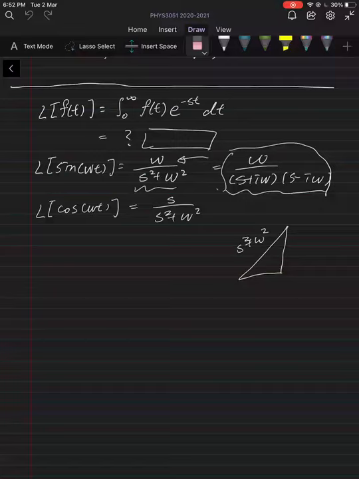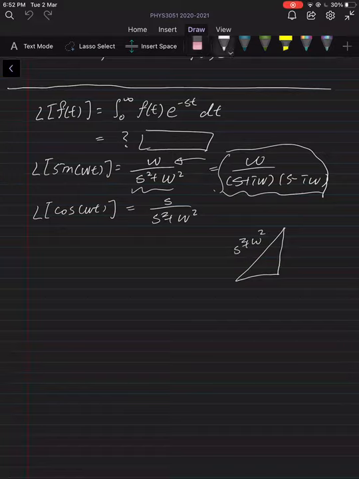Sine cosine of the whole triangle. Yeah, because the two sides of the 90-degree angle are s and omega, so the hypotenuse is s squared plus omega squared. You mean s and omega? Yeah, and if we take the hypotenuse and the side s, then if we take that angle, then we will have sine omega t as omega over s squared plus omega squared. If it's cosine, then it's the other.